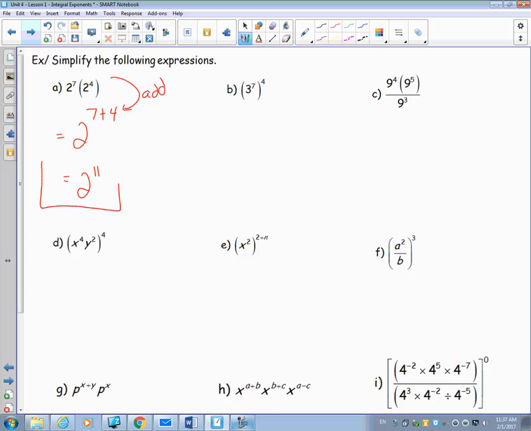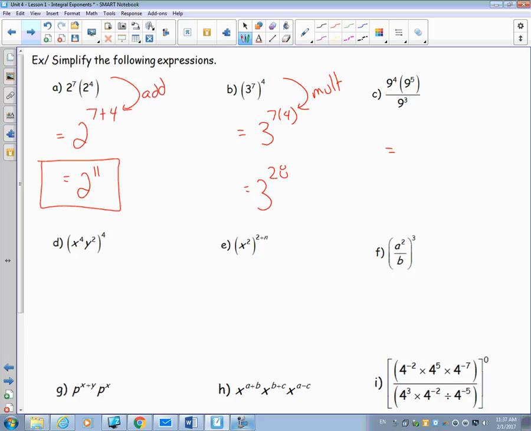And all you need to show me is this piece, okay? I don't need the part in between. That's something we should be doing in our heads. I'm going to show it right now so we understand what's going on. We should do it in our heads. 3 to the 7 to the 4, I should be multiplying my exponents. It's a power of a power. So that comes out to 3 to the 28.